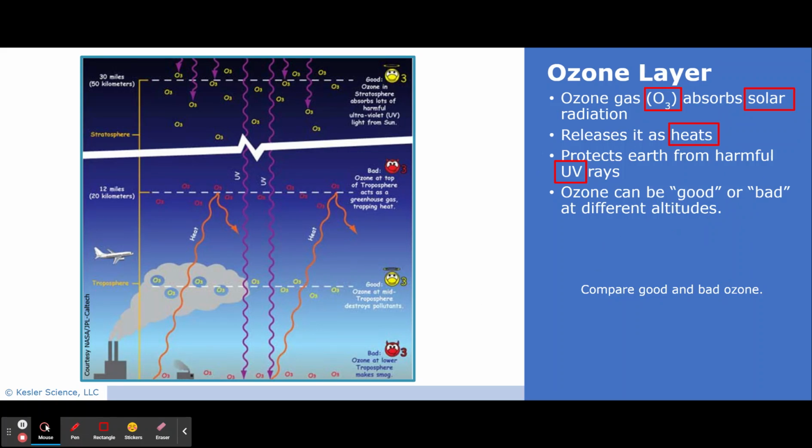Ozone gas, which is O3, absorbs solar radiation. It releases it as heat, protects the earth from harmful UV rays. That's why we don't get skin cancer every time we go into the sun, because the ozone layer protects us. Ozone can be good or bad at different altitudes. Okay, comparing the good and the bad ozone.